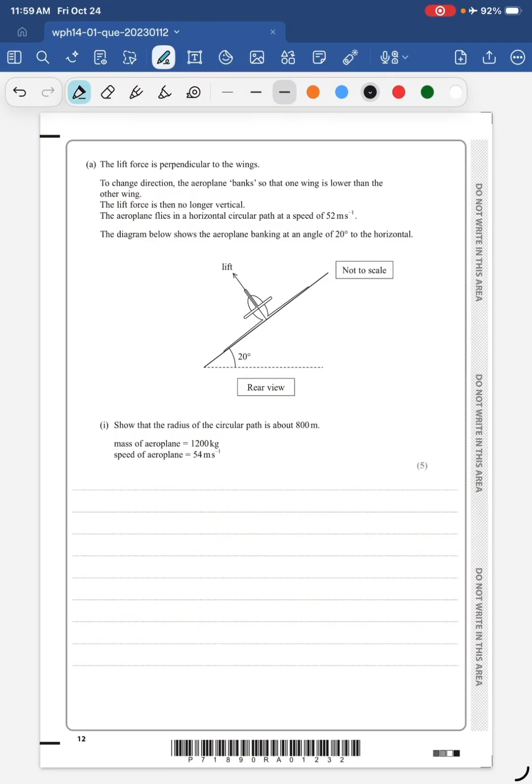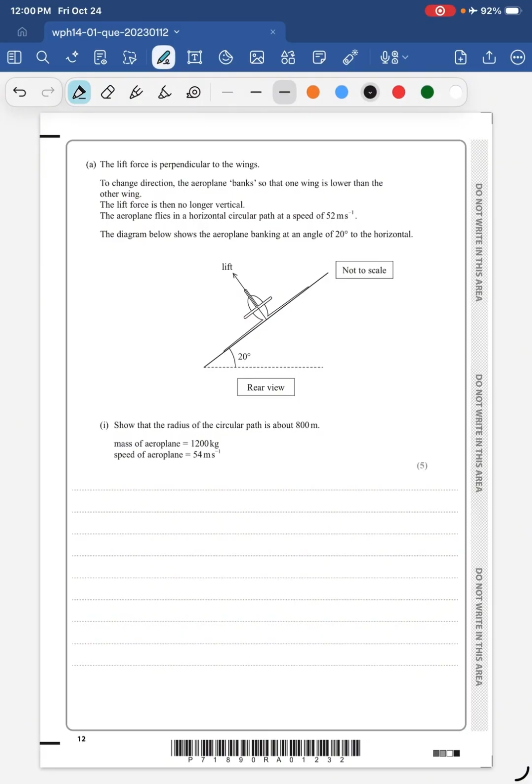The aeroplane flies in a horizontal circular path at a speed of 52 meters per second. The diagram below shows the aeroplane banking at an angle of 20 degrees to the horizontal. Show that the radius of the circular path is about 800 meters, and they give you the mass of the aeroplane and the speed, which is different from the other speed for some reason. So anyway, okay, so let's analyze the forces.